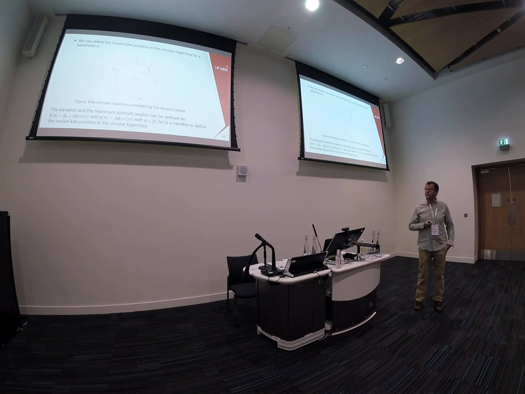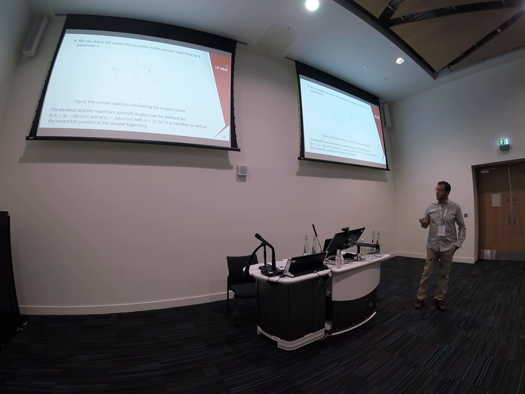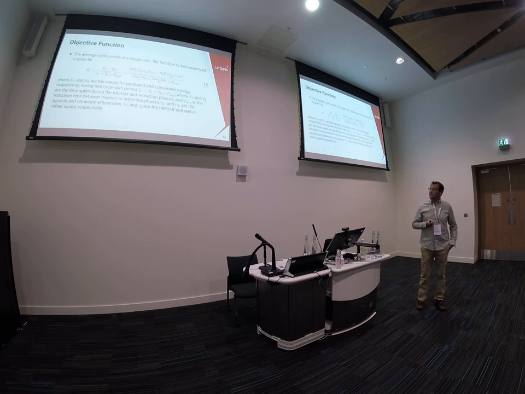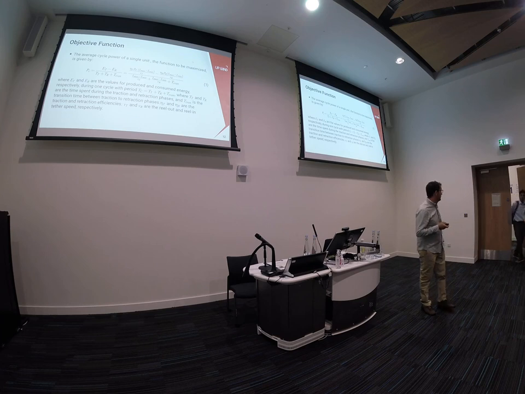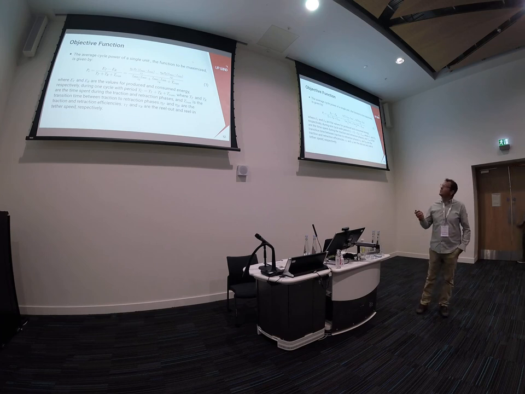And we can define the instant kite position in the circular trajectory by a parameter sigma, and we use this parameter to define the elevation and azimuth angles as a function of sigma. And our objective function to be maximized is the average cycle power, given here in equation 1, where we have the energy produced in the reel-out phases minus the energy consumed in the reel-in phases divided by the total time of a full cycle. Here eta T and eta R are the efficiencies in the reel-out and reel-in phases respectively. vT and vR are the reel-out and the reel-in tether speeds.